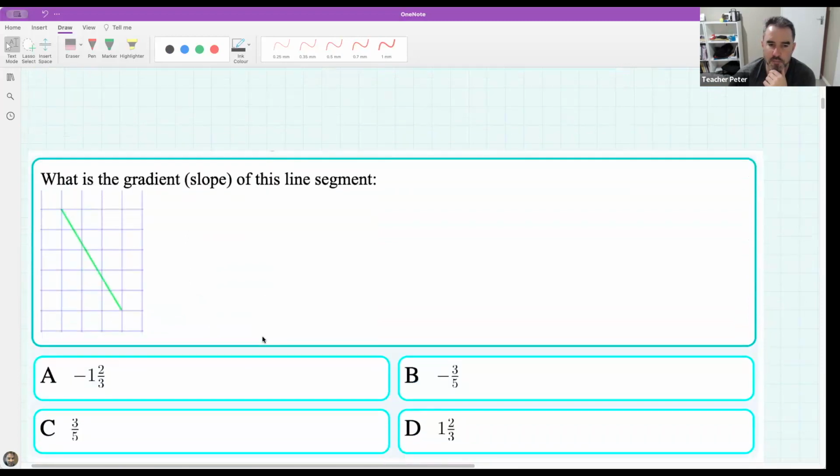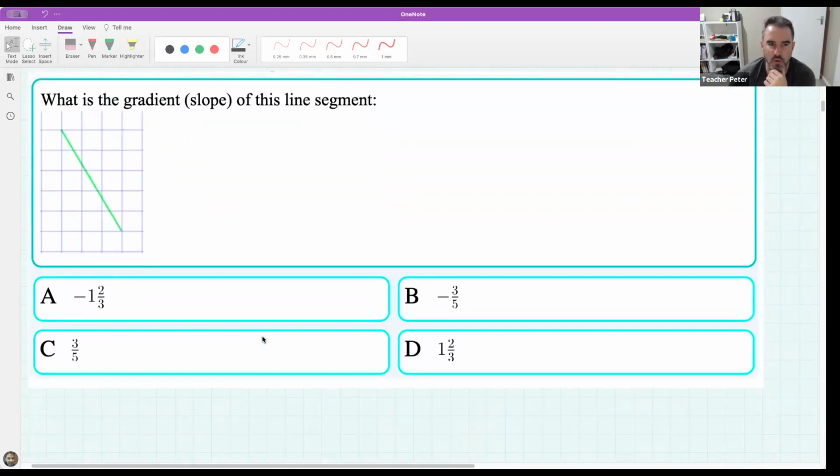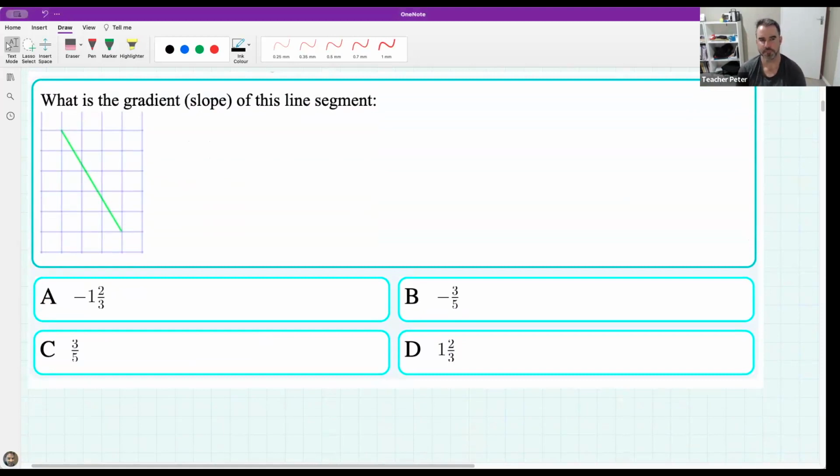Well, you can show me how well you understand it. The next one, what is the gradient or the slope of this line segment? Now, if I see you understand it, I will speed up a bit, but I just want to check you do understand gradient really well. It's really important for this section. What is the gradient or the slope of this line segment? Is it A, B, C, or D?